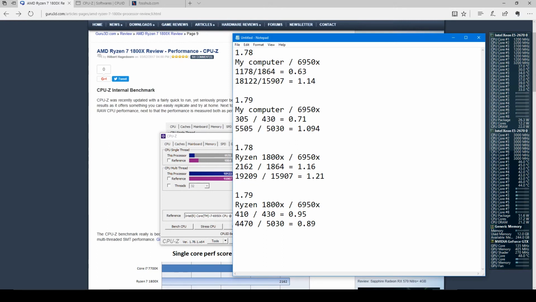Going to multi-thread, now we have 4470 for Ryzen versus 5030 for the 6950X, which means Ryzen at 8 cores and 16 threads is about 89% as fast as the 10-core 20-thread 6950X. So this is a dramatic shift for Ryzen as far as CPU-Z scores are concerned. You're going from handily beating a 6950X to still producing really good scores. But I think the benchmark was changed to bring it more in line with what the other benchmarks were showing, and that Ryzen's IPC really shouldn't be 16% faster than Intel's at this point.